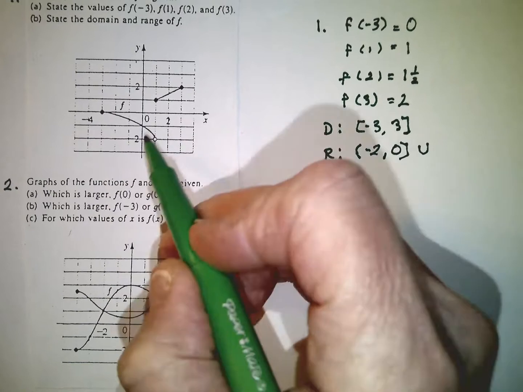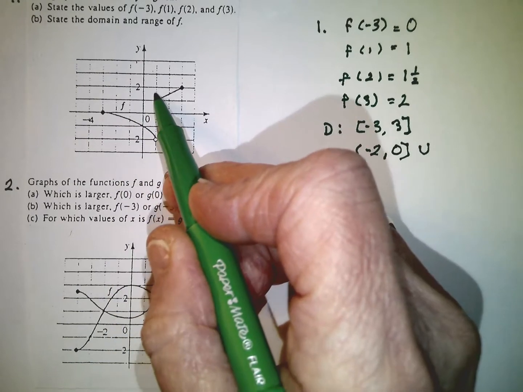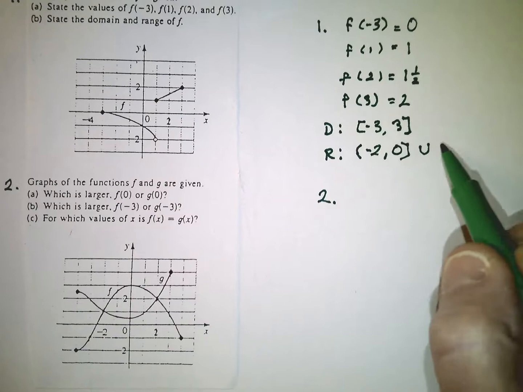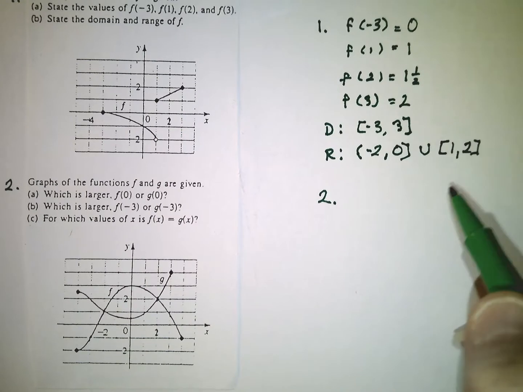Union, the y values pick up again here at y equals 1 and continue until y equals 2. And there is a dot on both of those, so we will include them.